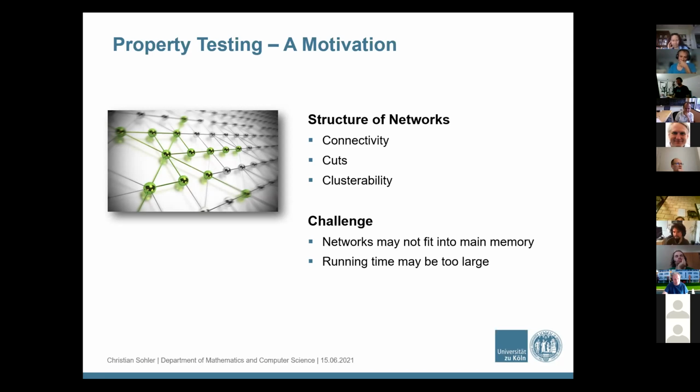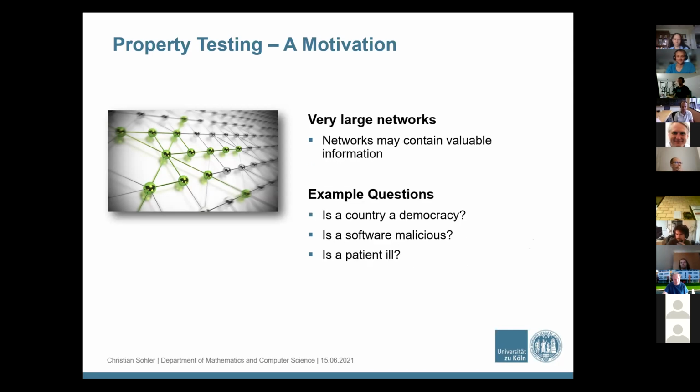And often the challenge is that these networks are very large. They may not even fit into main memory. Even if they do, computing things like cuts, clusterings, and so on often requires a lot of running time. And this motivates algorithms that are very fast and try to obtain this information by random sampling.